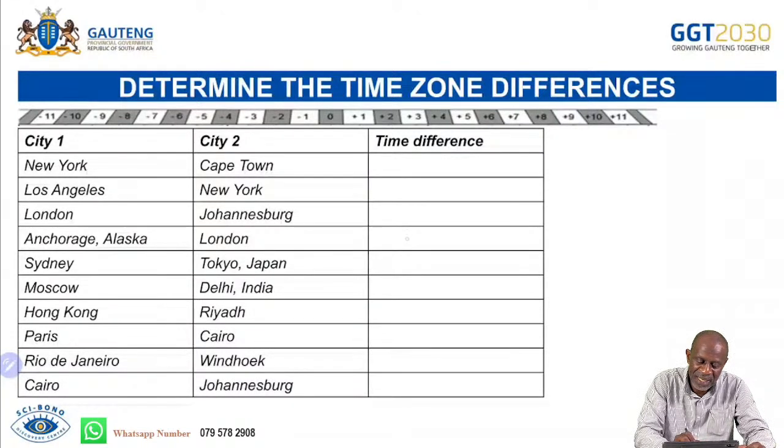Alaska and London will also indicate the time. Sydney and Japan, we will indicate the time. Moscow and Delhi in India, we will also determine the time. We'll go on like this to determine the time difference. And if we are able to convincingly determine the time between the two cities, then you shall have managed to achieve step number 1 in our calculation.